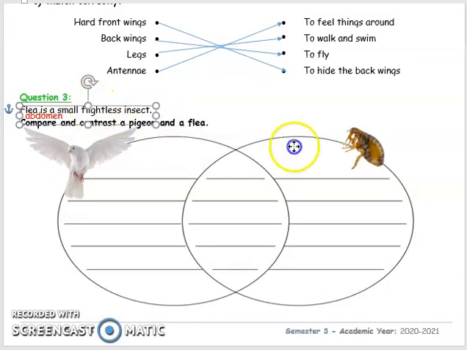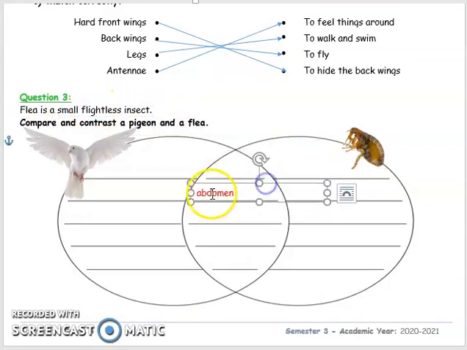Both are animals. Both the pigeon and the flea are living things. They are organisms. And both of them reproduce by laying eggs. So both are oviparous animals.